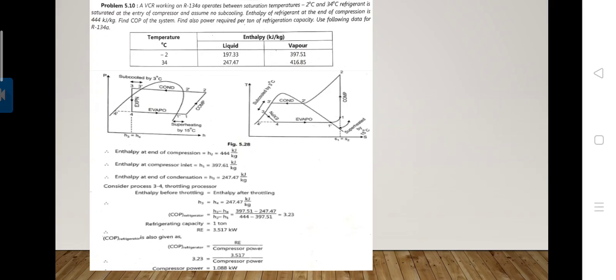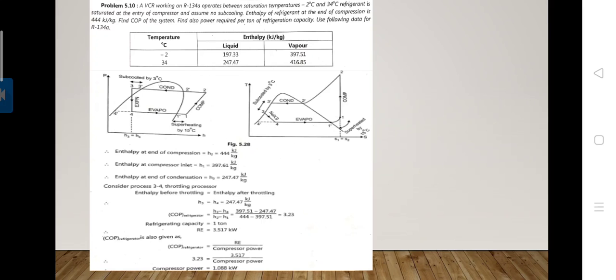Use the following data for R134A refrigerant. Here temperatures are given for minus 2 and 34 degrees centigrade. The values of enthalpy in kilojoule per kg at liquid state and vapor state are given. So at minus 2, liquid state 197.33, vapor state 397.51, and for 34 degrees centigrade, enthalpy at liquid 247.47 kilojoule per kg and at vapor state 416.85 kilojoule per kg.